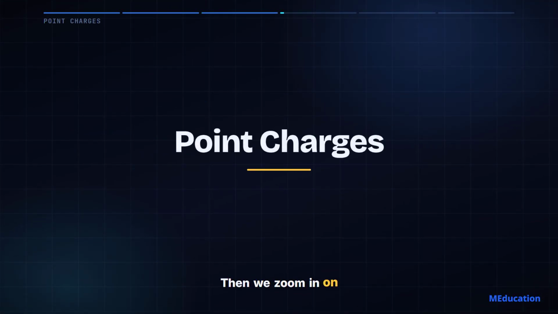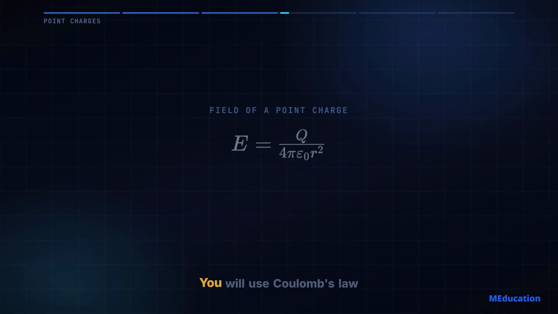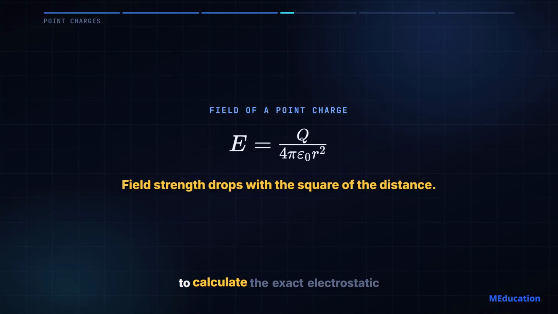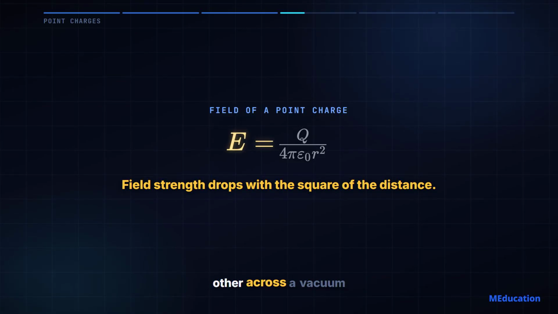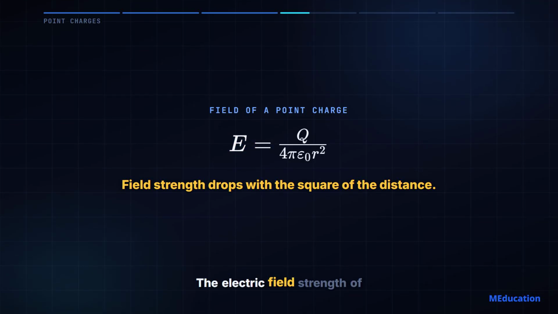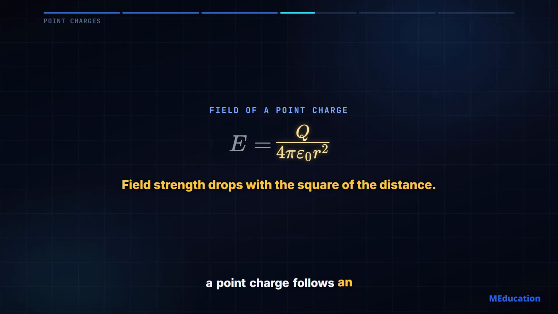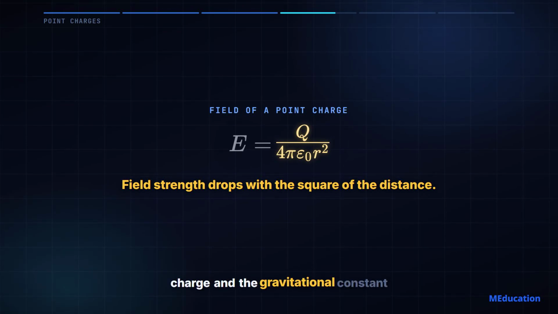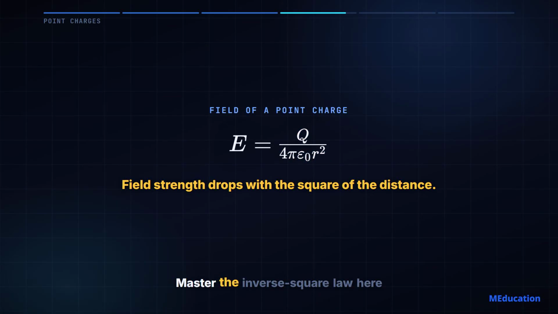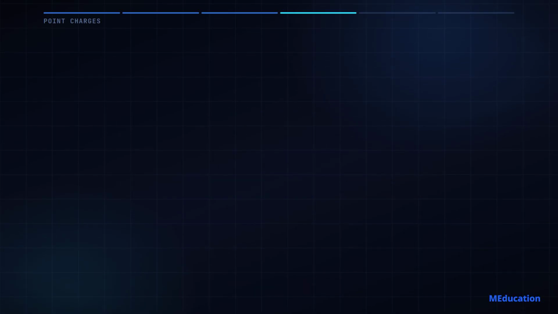Then we zoom in on isolated point charges. You will use Coulomb's law to calculate the exact electrostatic force they exert on each other across a vacuum. The electric field strength of a point charge follows an inverse square law. It is mathematically identical to Newton's law of gravitation. You just swap mass for charge and the gravitational constant for the permittivity of a vacuum. Master the inverse square law here, and you master both topics.